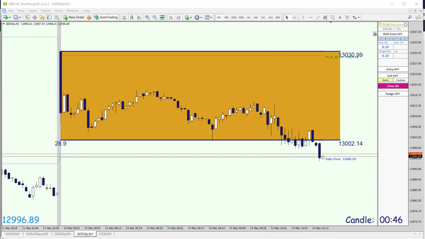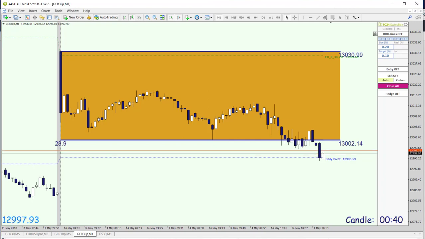So let's go down here to my account history and pull the trade into the chart for you one more time. Our point of entry, our point of exit.